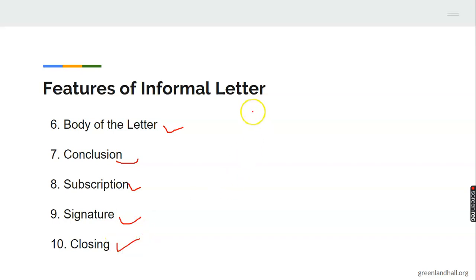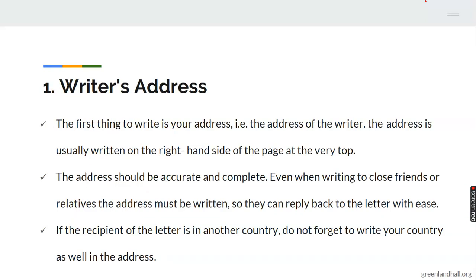So these features are very important. You cannot do without them in your informal writing. Okay, the first one now, writer's address.